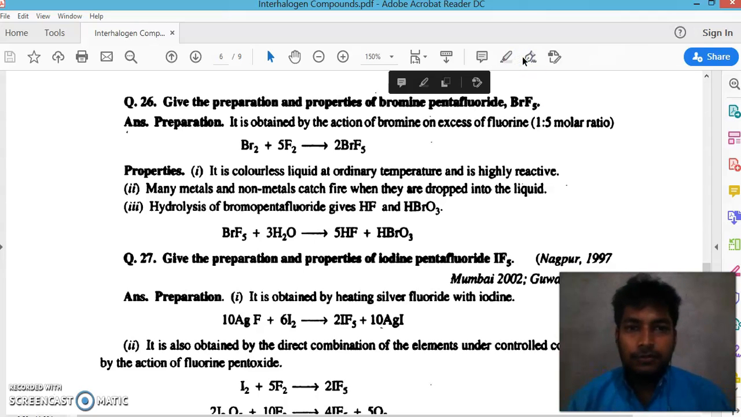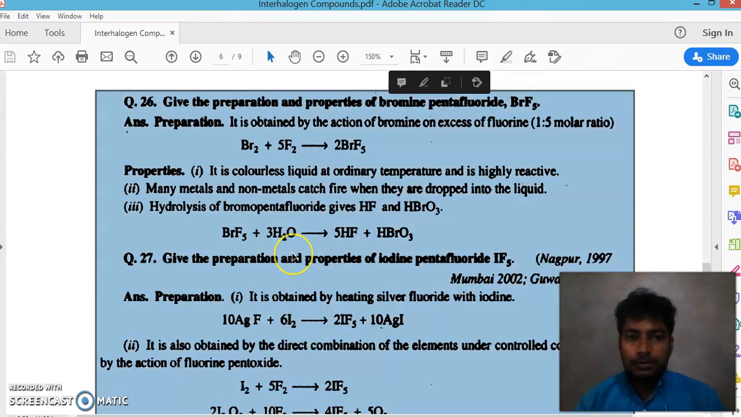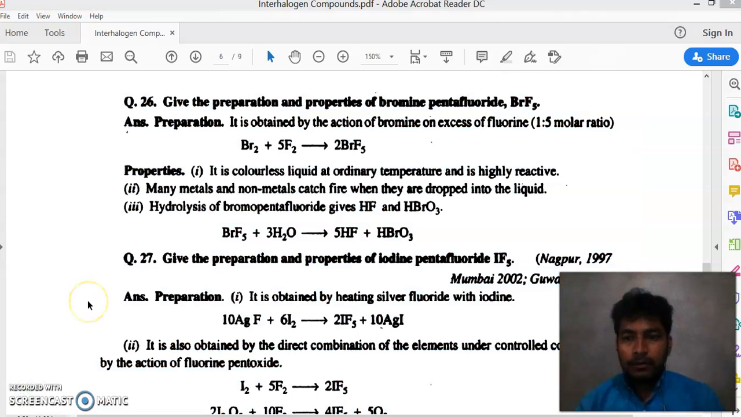Hello everyone. Okay, now with the continuation of my first lecture on interhalogen compounds, now I am going to discuss the interhalogen compounds of the type AX5.